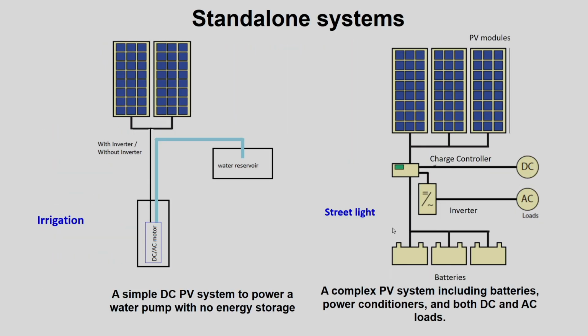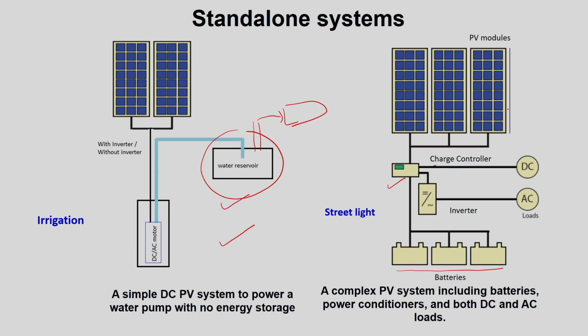You can see there are two configurations of a standalone system. The first configuration has no charge controller and battery bank, and the second configuration has a charge controller and then battery banks. Here is an example of lifting water from the ground and storing it in a reservoir, and then finally we can use this reserve water for irrigation applications, because in irrigation we need a huge amount of water. This is something like a solar powered water pumping system used in irrigation.